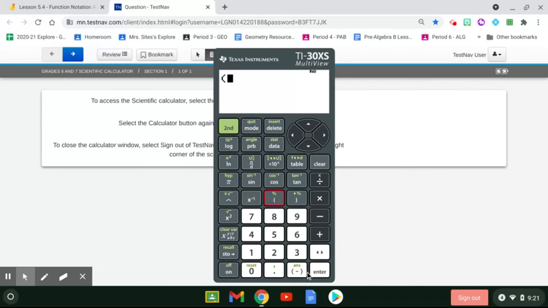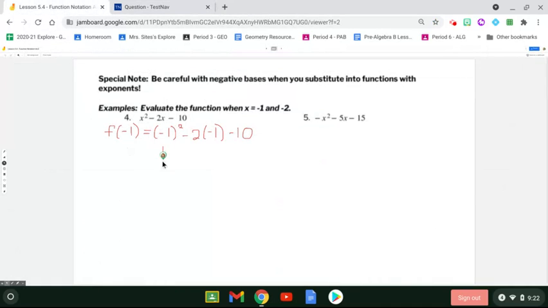I'm going to push the parentheses button, type in -1 inside the parentheses, hit the parentheses button to close it, and then type the exponent on the outside to make sure I don't mess up the sign. So -1 times -1 gives me +1. Then for the second part, -2 times -1, I know that's +2. Then bring down your minus 10. So 1 plus 2 gives me 3, and 3 minus 10 gives me -7. So f of -1 should equal -7.